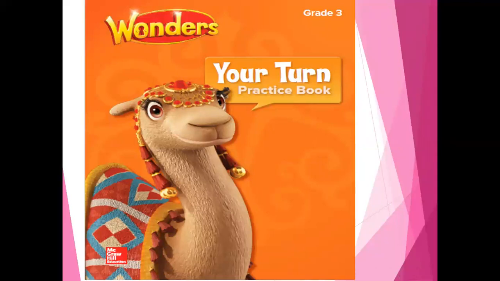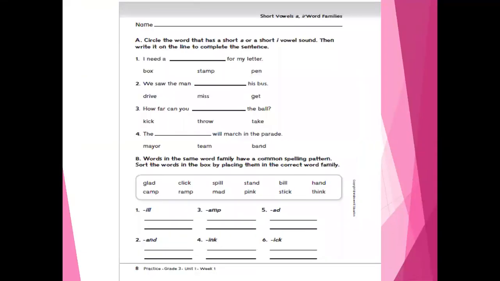Now, get your practice book. Open page number 8 and let's solve together. Don't forget the day and date. Circle the word here that has a short A or a short I vowel sound, then write it on the line to complete the sentence. I need a blank for my letter. What do I need? Box, stamp, or pen.